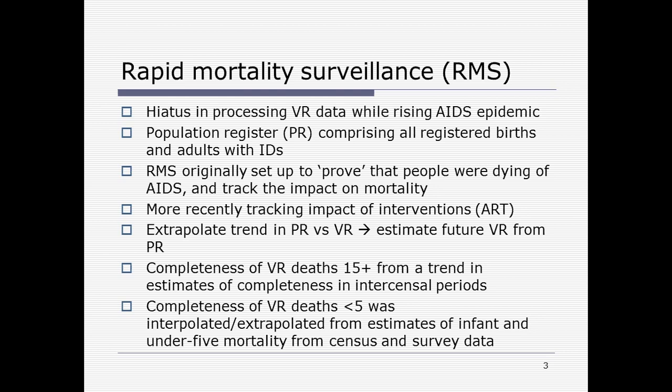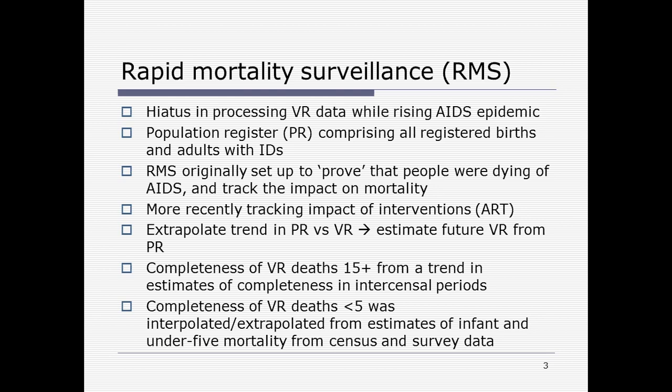But more recently, we've been using the system to track the impact of the intervention, particularly into retroviral therapy. Essentially, what we do is we look at the relationship between the numbers in the population register and the numbers of deaths in the vital registration, and the trend in those ratios by age over time, and then use that trend to convert the population register data into what we would expect for vital registration.